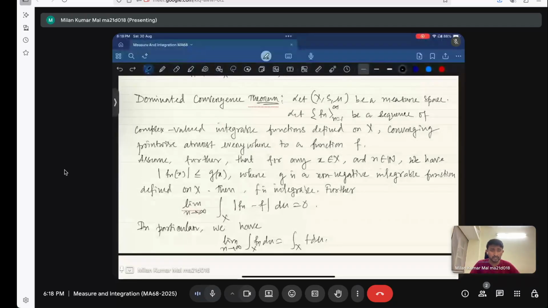If all the f_n are bounded by another function, and we are able to find an integrable function g with these conditions, then we can say that f is integrable. First outcome is f is integrable. Second outcome is that limit n tends to infinity of the integral over X of mod of f_n minus f d mu equals 0, which in particular gives this condition. Okay, so now let's go to the first problem.